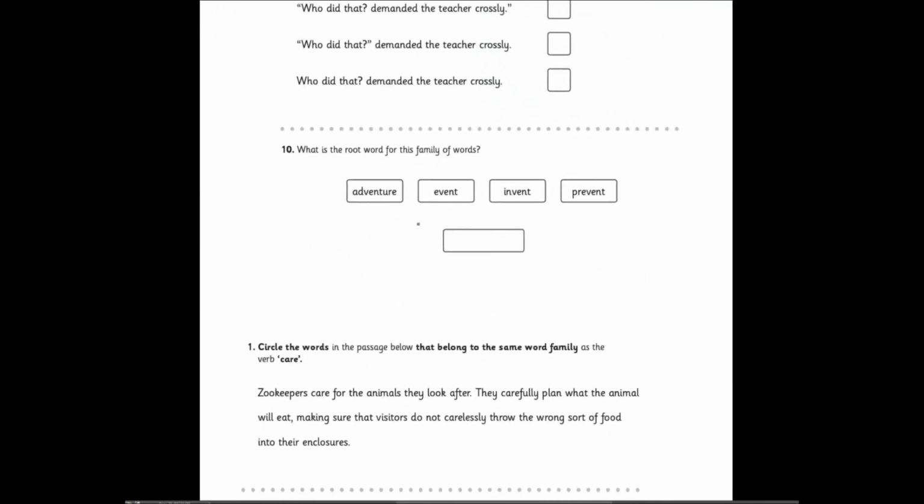Number 10. What is the root word for this family of words? Now remember, root, that's the things which grow down into the ground from a tree. They're the base, they're at the bottom. So if we look at these 4 words that are in a family, there is one 4-letter word which can be found in all of them. It's the root of the other words. They grow from this 4-letter word. Can you find a 4-letter word that is in all of these? Okay, that's the first grammar worksheet done.